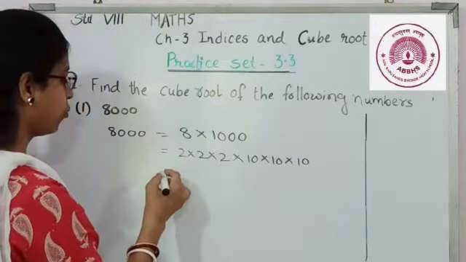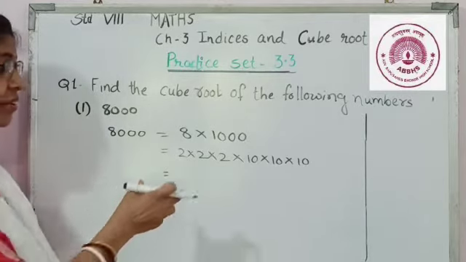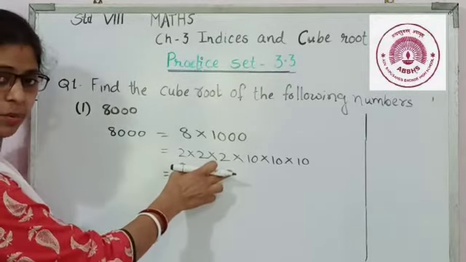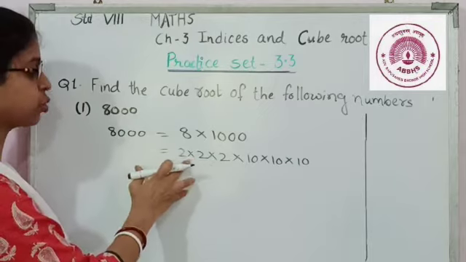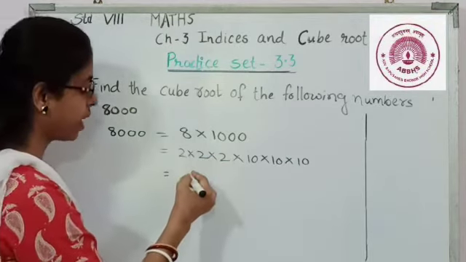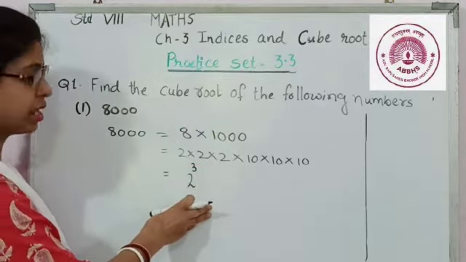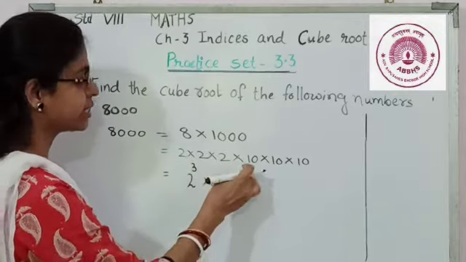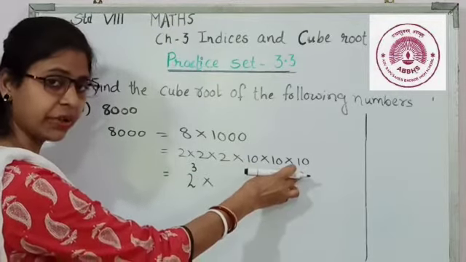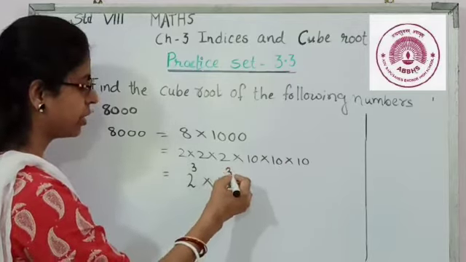Now, we have learned if a number is multiplied 3 times, we can write that as cube of that number. So, here we have 2 multiplied by 2 multiplied by 2, 3 times. So, we can write this as 2 raised to power 3 or 2 cube. Similarly, here 10 is multiplied 3 times. So we can write this as 10 raised to power 3.